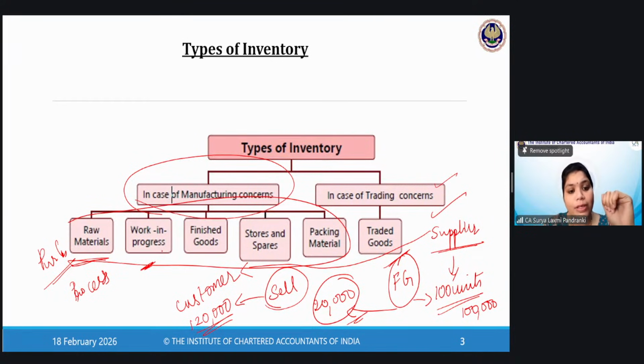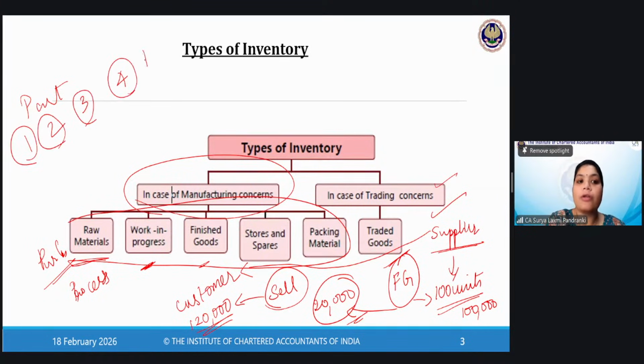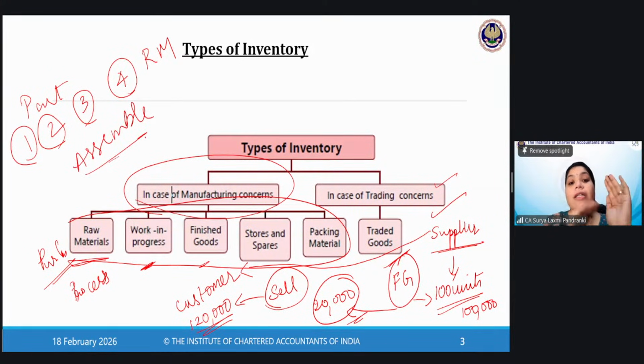Work in progress is when it is not a finished good. If the AC is not completely ready, you have raw material, and the parts are different. Suppose I'm using 4 parts for manufacturing an AC. All these 4 different parts are called raw material. Once these are there, you try to assemble them. For an air conditioner, it is mostly assembled. When you're trying to assemble them and it is not completely ready, it is called work in progress.